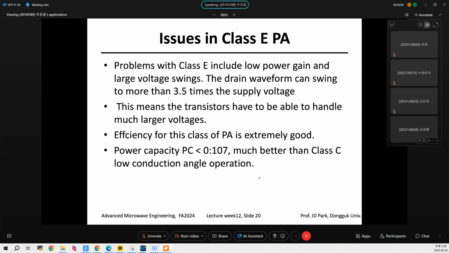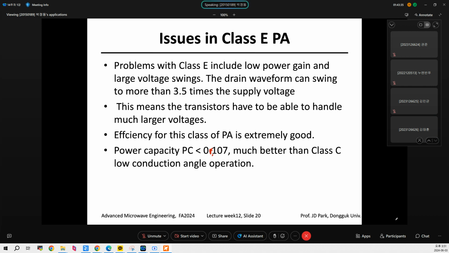However, the power capacity is very, very low. This is a point, not a colon. This is just a point one, right? However, it is still much better than class C. Class C is 0.08 something, depending on the setup, the conduction angle.